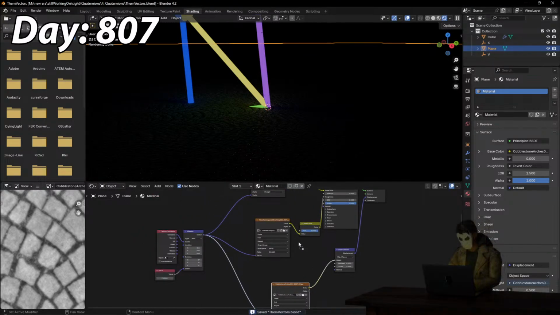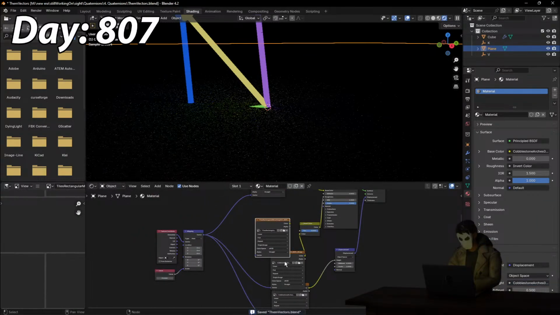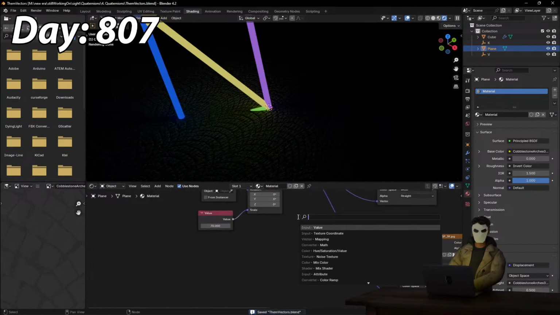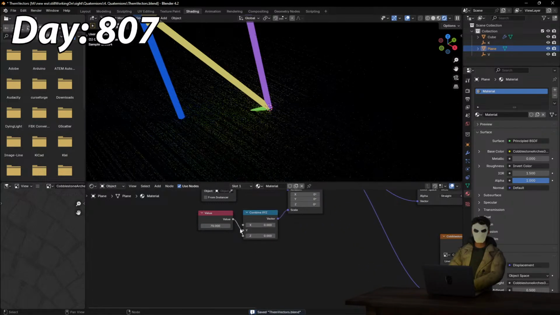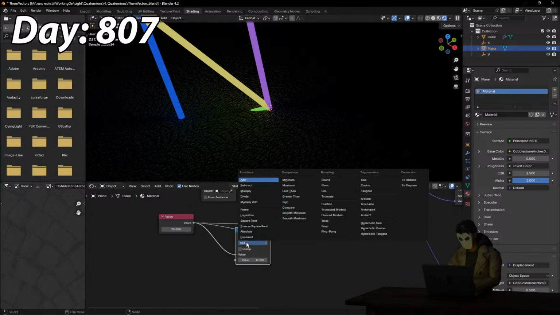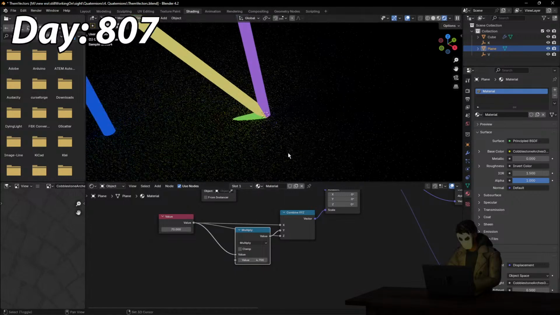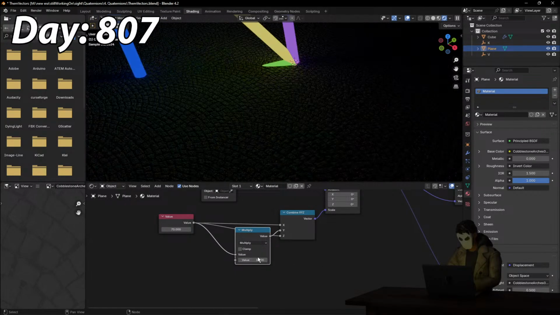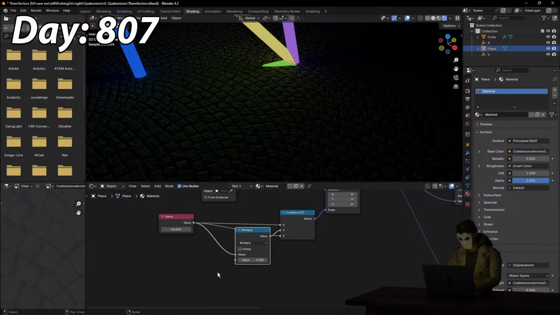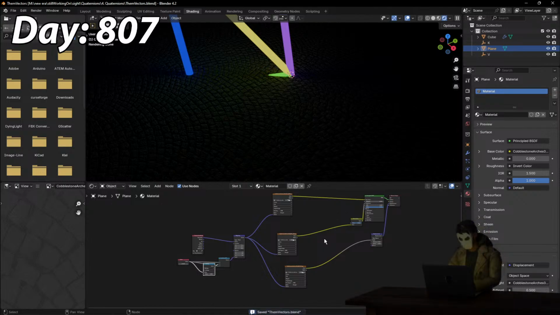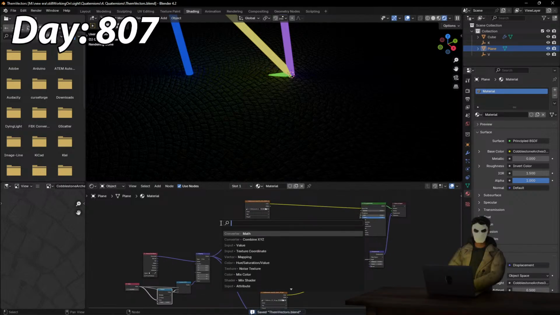There we go. And now what we'll need to do is, first of all, combine XYZ. That looks pretty solid. And now let's make it wet. Make it. Have we played FTL? What is FTL?